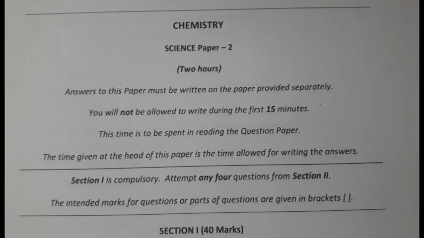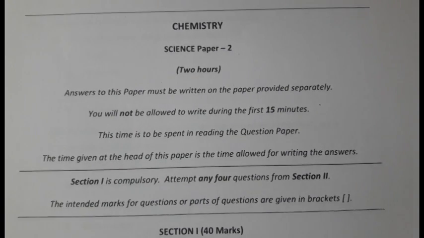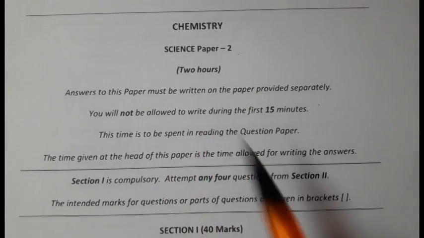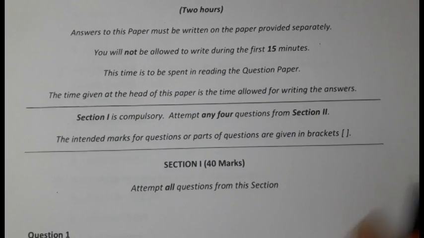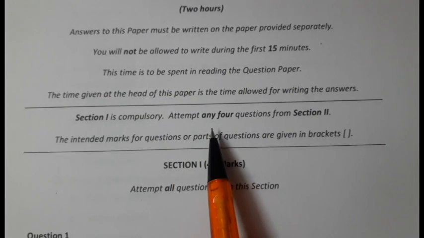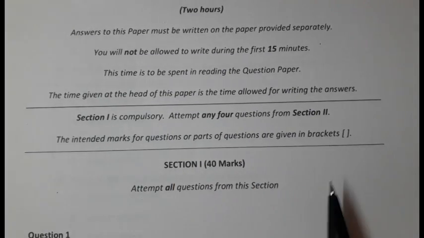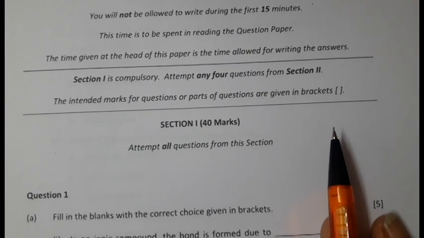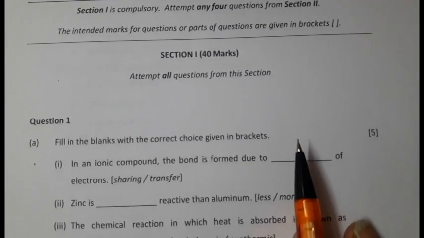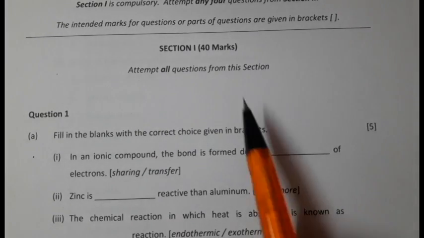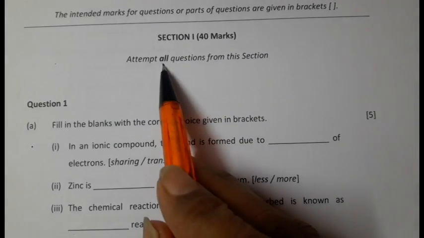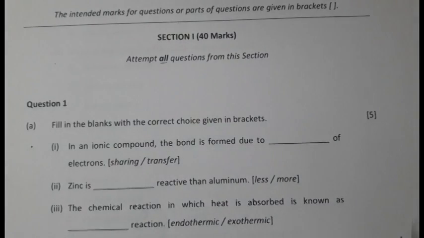Today we are going to solve the sample board examination paper of chemistry. Chemistry is science paper 2. It will be for 2 hours. Section 1 is compulsory and from section 2 we have to attempt any 4 questions, each one carrying 10 marks. If you look at your question 1, which is for 40 marks, you have to answer all questions.